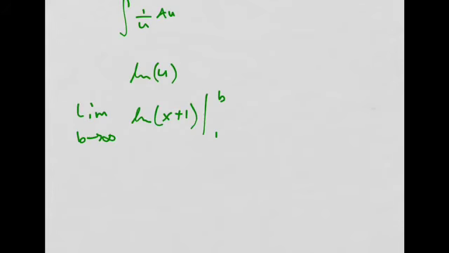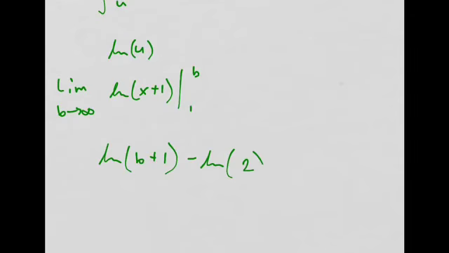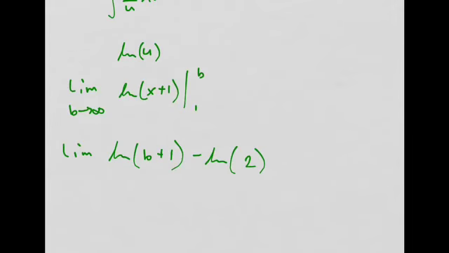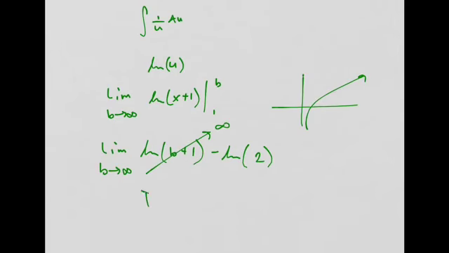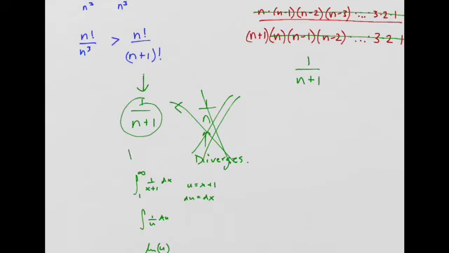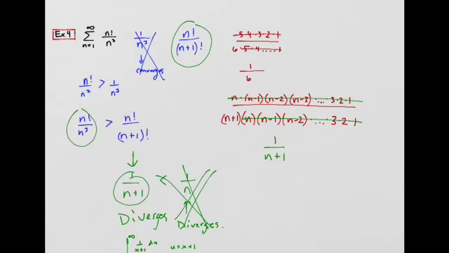So then, well, this diverges because that would be the natural log of b plus 1 minus the natural log of 2. Well, if I take the limit as b goes to infinity, remember the graph for the natural log looks like that. So as we approach infinity, the natural log just grows without bound. So then this goes to infinity, which means the integral diverges. That also means the series diverges, which means the original diverges.